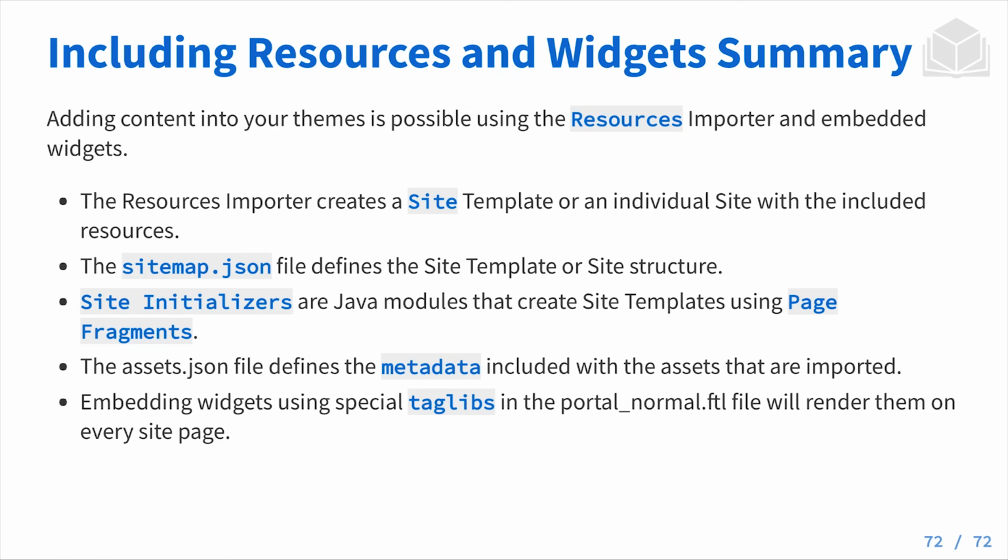Let's go ahead and recap here. We have a couple of ways of including resources and embedding widgets or content into our themes. We have the traditional method of the resources importer. This allows us to include resources in our theme and create a sitemap using that sitemap.json so that it will generate a new site on deploy. We have the site initializer option that allows us to create a site that will display page fragments. And then when it comes to embedding, we can embed widgets, web content, and assets using the taglibs available to us in FreeMarker.